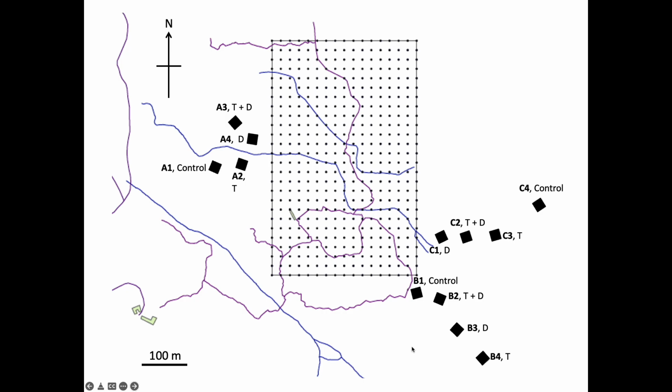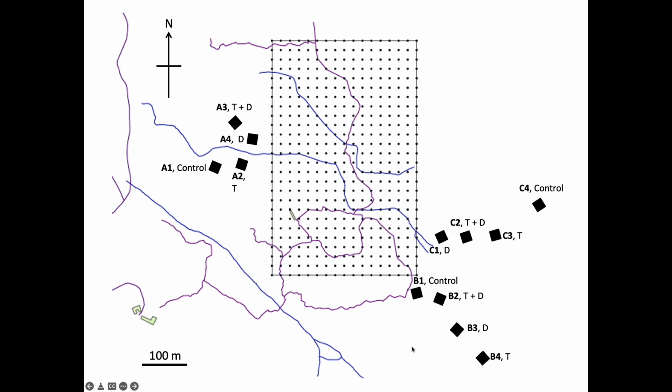Each of these blocks is located on ridges, because ridges are just easier to work on to a certain degree. Also, the vegetation on ridges is generally more stable. But within this block, there's one control, there's one trim plot, there's one detritus addition plot, and there is one trim and detritus plot. In block C, all on one ridge, except that we ran out of room on this ridge, we had to go to the next ridge over. One control, one trim, one detritus, and one combo. Block A, one control, one trim, one detritus, and one combo.